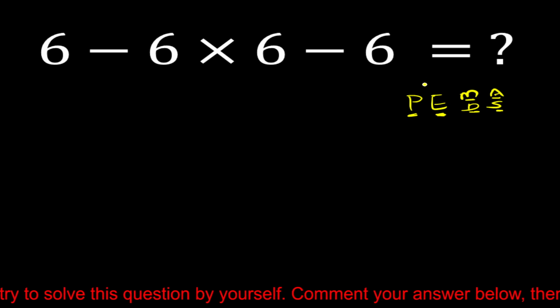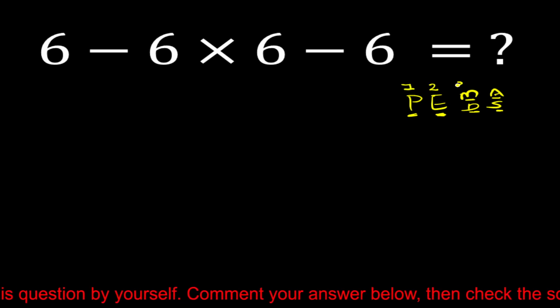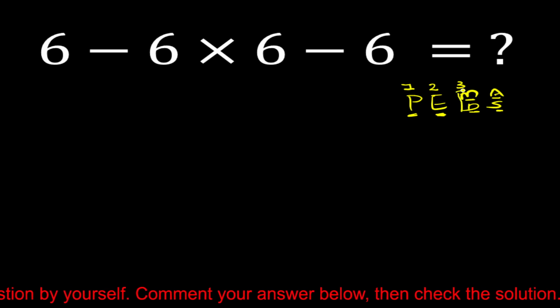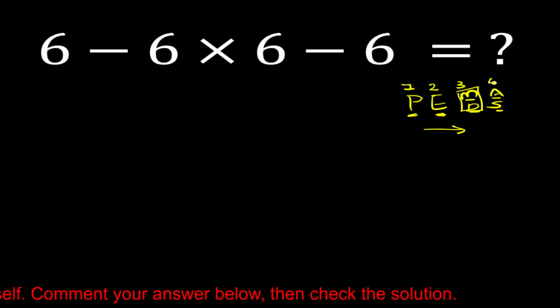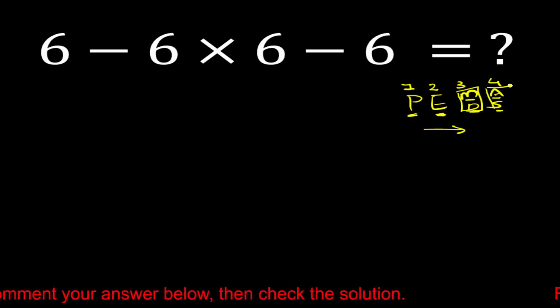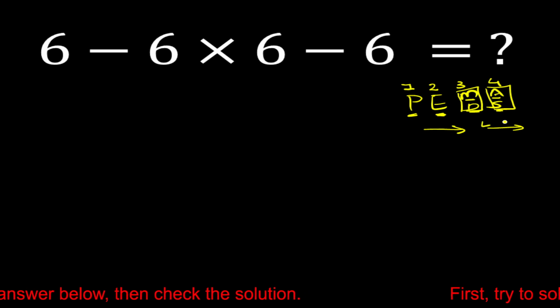means subtraction. Here parenthesis is first priority, exponent is second priority, third priority is multiplication and division. Both have equal priority, so we have to solve it from left to right. And fourth and last priority is addition and subtraction. Also both have equal priority, so we have to solve it from left to right.